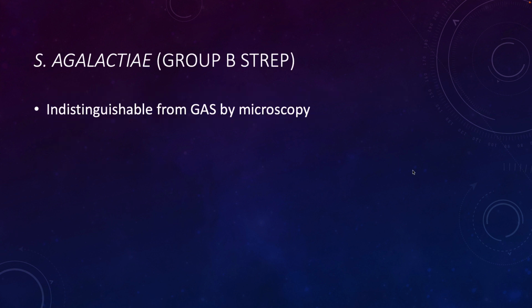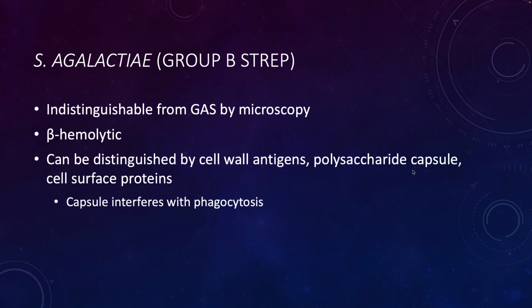The next streptococcal group we'll talk about, or species, is Streptococcus agalactiae, or sometimes called group B Strep. By microscopy, of course, it's indistinguishable from any of the other streptococcal species. It's a gram-positive coccus. It is also beta hemolytic, so that would not be useful on a culture plate. You can distinguish it from group A strep and other streptococcal species because of its cell wall antigens, the polysaccharide capsule, and cell surface proteins. The capsule, just like with all species that have a capsule, can interfere with phagocytosis.